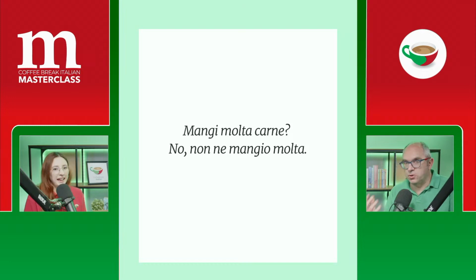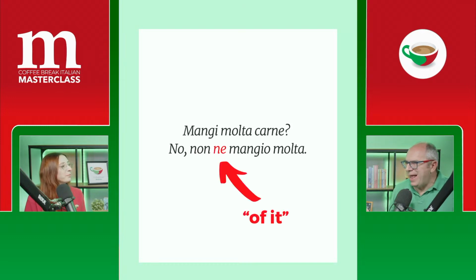Of it, again. So here, ne is not "of them", but "of it". So another alternative translation of ne. Yes. But again, in English, we could say, no, I don't eat much, as in I don't eat much meat. One of the things that I think learners often find difficult is the difference between ne and the direct object pronoun. Because you might think, do you eat meat? No, I don't eat it.